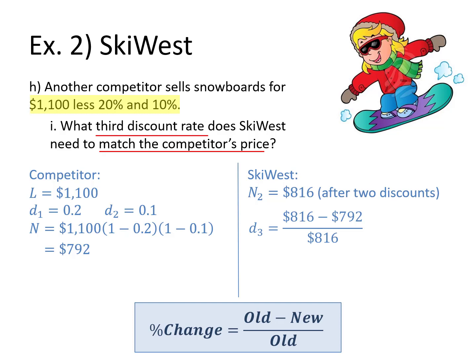And that's going to be the change, the $816 going down to $792, divided by our old, or in this case, current net price of $816. That's going to give me 24 divided by 816, or 0.02941. Changing that to a percentage, I get 2.94%. So if Ski West applies a third discount of 2.94%, they will match this competitor's net price of $792.